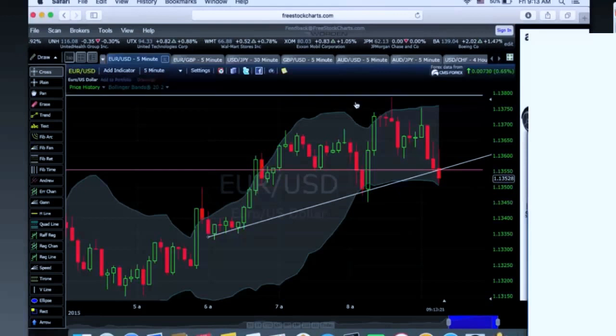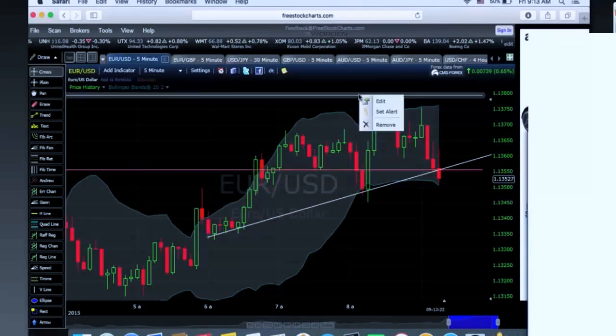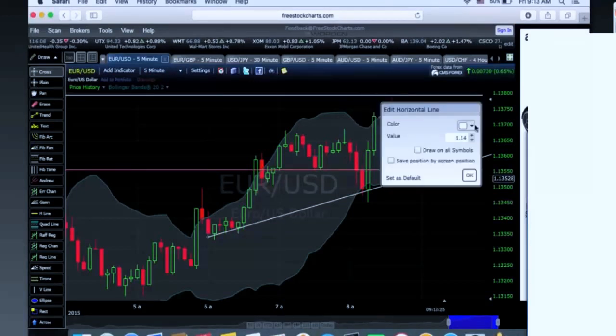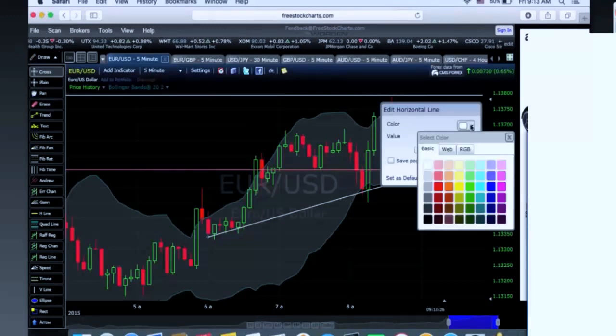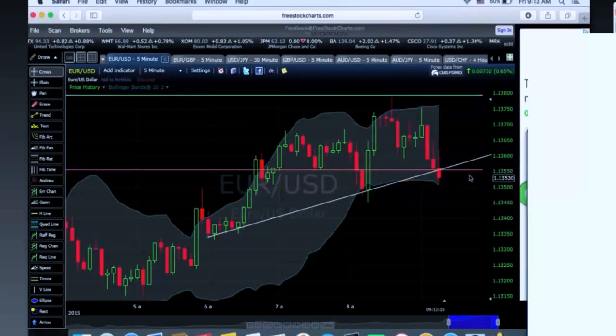Oh, it's pretty much broken 560, which means the next one is 450 if it comes down that far. But yeah, as it goes back up, we could go for an upward trade.